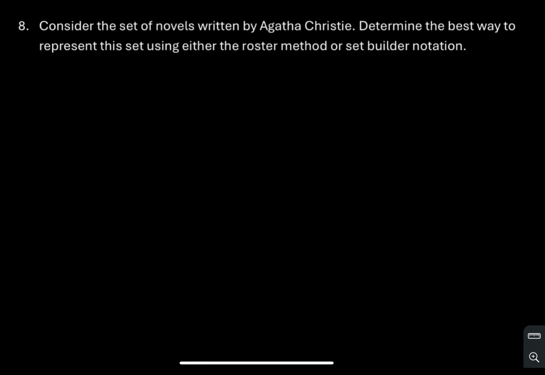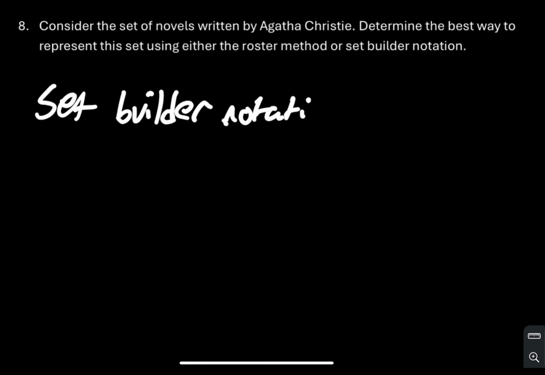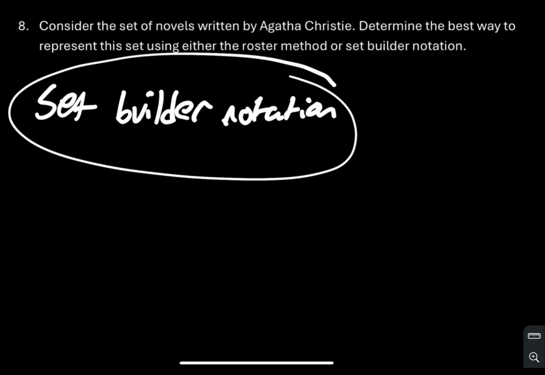Now, for this eighth problem, it says consider the set of novels written by Agatha Christie. Determine the best way to represent the set using either the roster method or set builder notation. Now, Agatha Christie has written many novels. And if you go Google it or search it up, it is a lot of novels. So since our elements are going to be a lot or a big amount, we know that we need to use set builder notation to best represent the set. So that's going to be your answer.